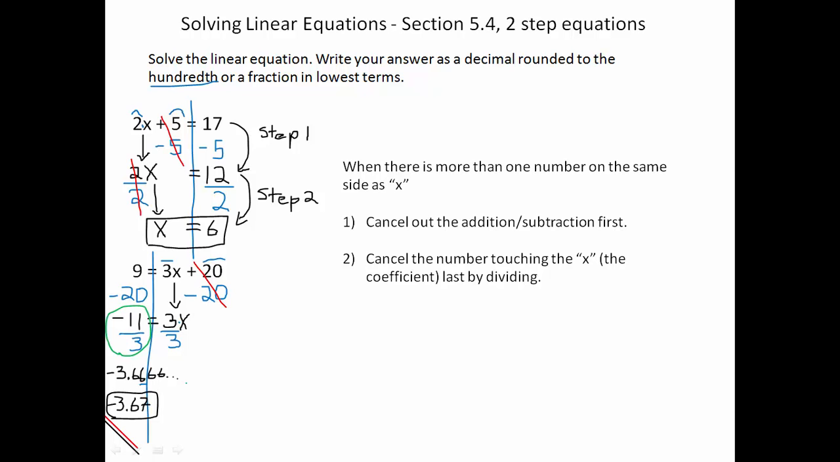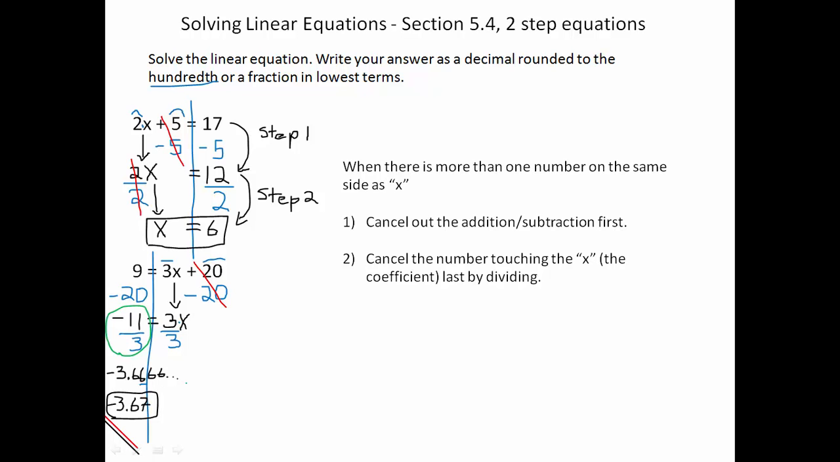All right, so to summarize, solving equations in 2 steps from section 5.4. These are equations that will typically have more than one number on the same side as x. If you have more than one number on the same side of the equal sign as x, what you want to do is pay attention to which one is touching the x, so that's multiplication, and which one is being added or subtracted from x. Cancel out the addition or subtraction first by writing the same number with the opposite sign on both sides underneath. So you're doing the opposite operation, just like before. Do that as one step. Finish with the full equation, and take that full equation that you finished with and move on to step 2.